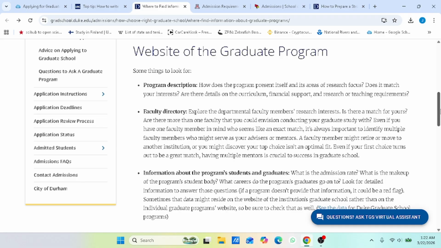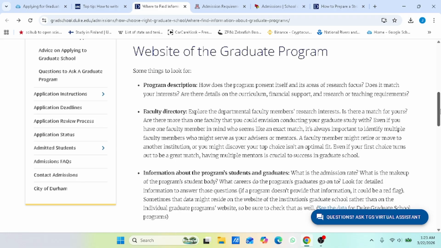Number 2, the program normally has faculty directory. By faculty, we mean professors. In the West, they call them faculty. In Africa, we call them lecturers. Explore the departmental faculty members' research interests. Is there a match for yours? Are there more than one faculty that you could envision conducting your graduate study with?